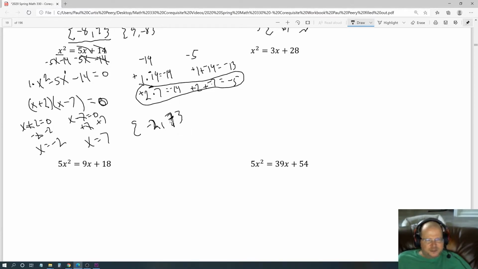Okay, now again, you don't have to put negative 2, positive 7. You put 7, negative 2. That also works in this case. All right, moving on to the next one.